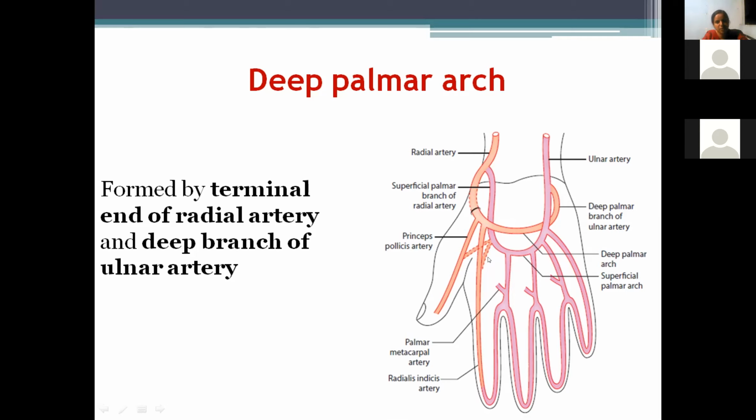That's it. So the one which goes to the thumb directly, you call it as pollicis, meaning thumb, princeps pollicis artery, and the one which goes to the index finger on the lateral side, you call it as what is this? Radialis indicis artery. Radialis indicis artery. Okay.